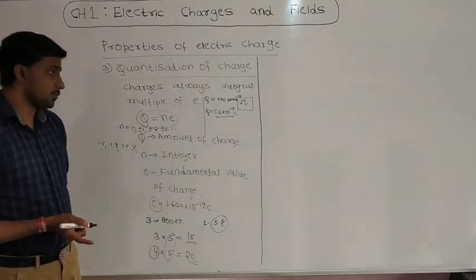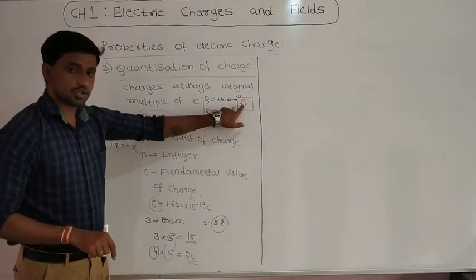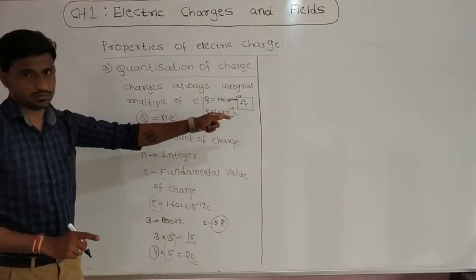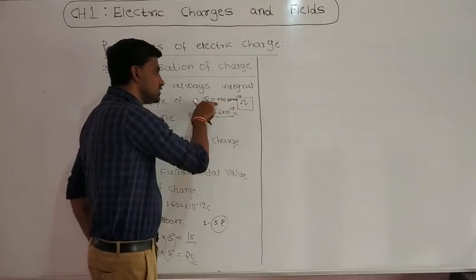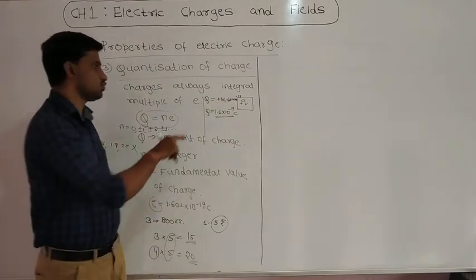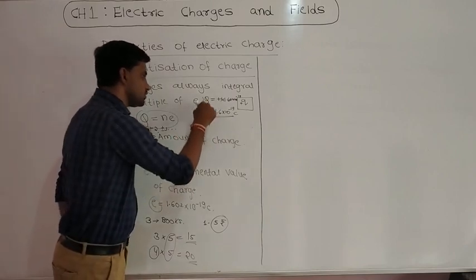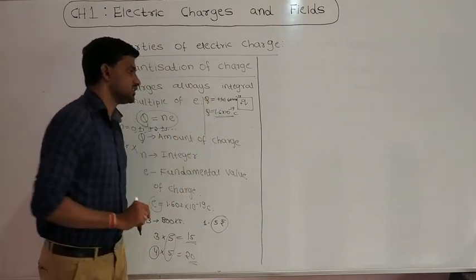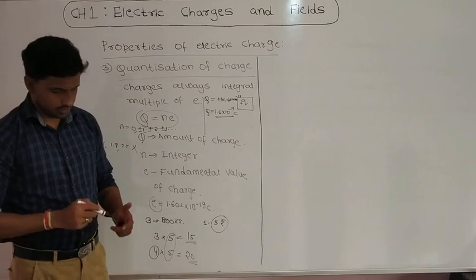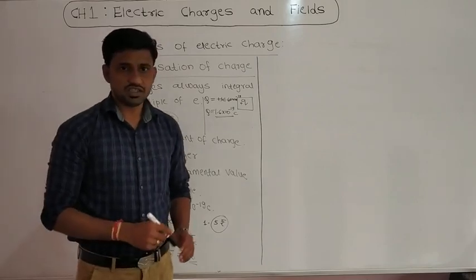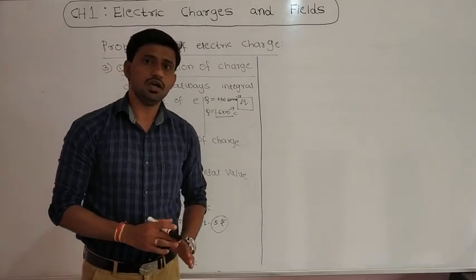Suppose instead of a positive charge, there is a negative charge. Then I have to multiply with minus 1: minus 1 into 1.602 into 10 to the power minus 19. Then the amount of charge I get is minus 1.6 into 10 to the power minus 19 coulomb. Understood? That is another property of charge. These are the 3 main properties of charge.